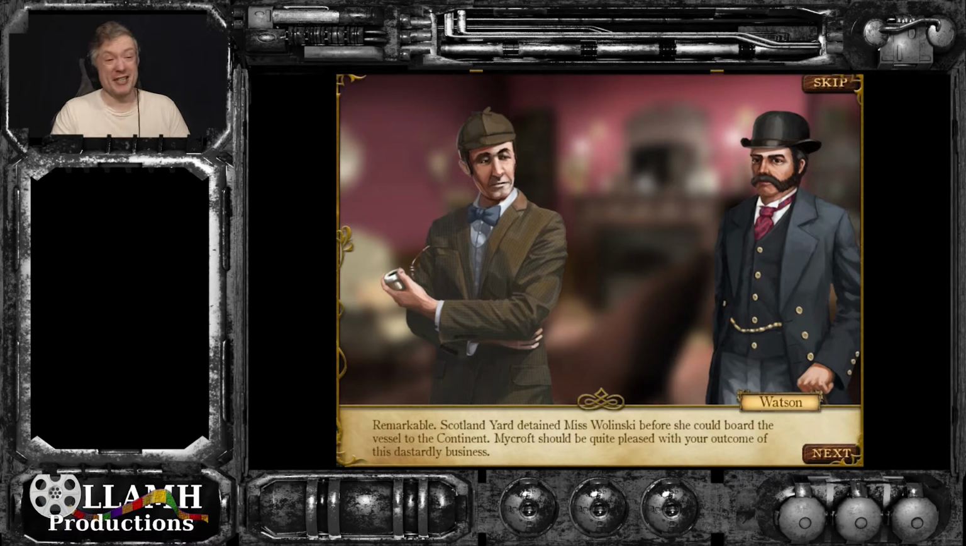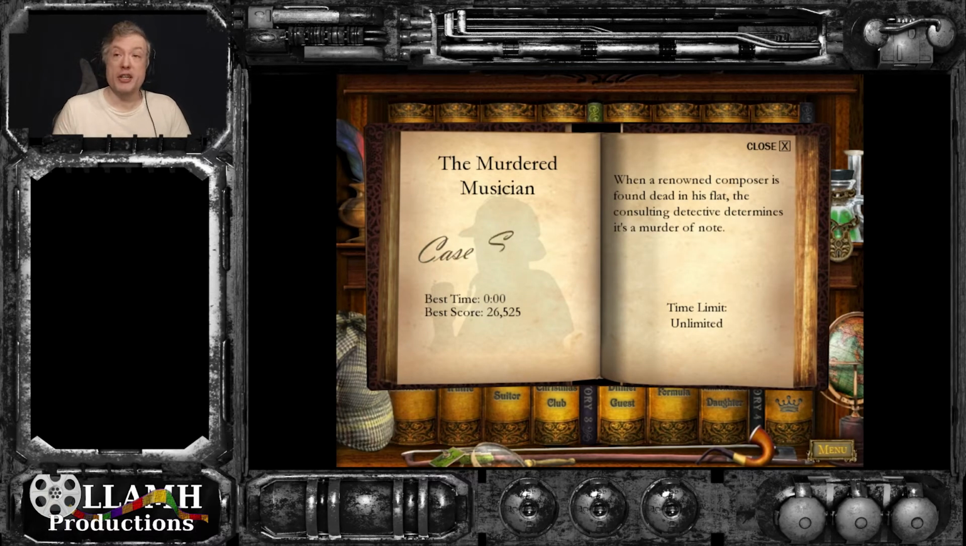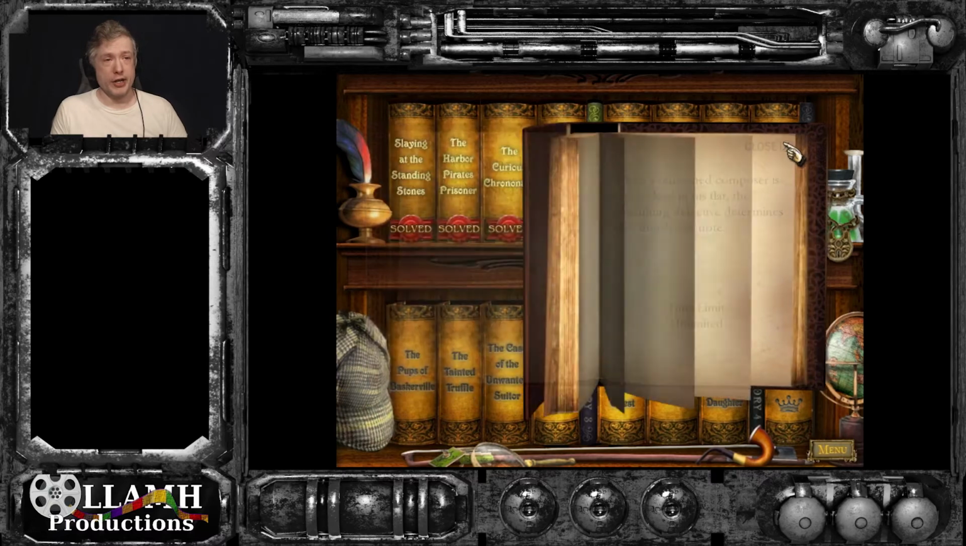Remarkable. Very smart. Scotland Yard detained Miss Walensky before she could board the vessel to the continent. Mycroft should be quite pleased with your outcome of this dastardly business. He should be. Congratulations. If he weren't so lazy, he would have done it himself. So yes, there we go. That is the murdered musician.